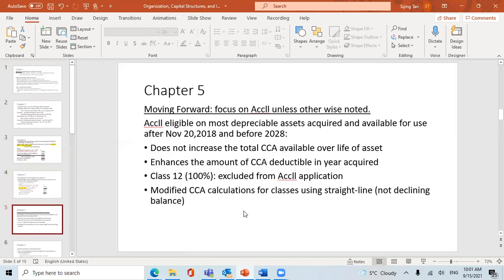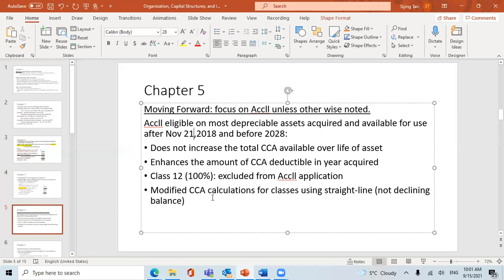Now we're going to move forward and focus on the accelerated investment incentive unless otherwise noted. So for all the rest of the questions, we're going to focus on this accelerated investment incentive rule. The accelerated investment incentive is eligible on most depreciable assets acquired and available for use after November 21st, 2018 and before 2023, I think. That's what I got from my book. Maybe yours is different, but according to my book, it is 2023.